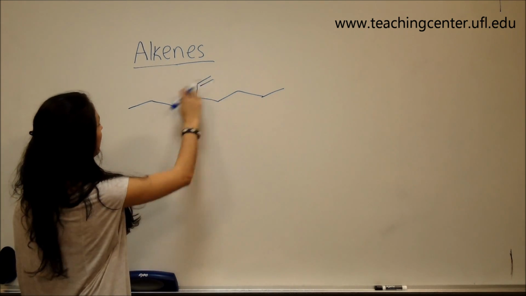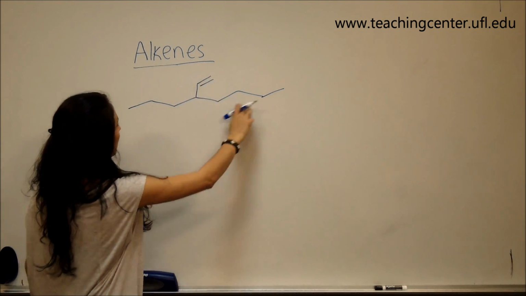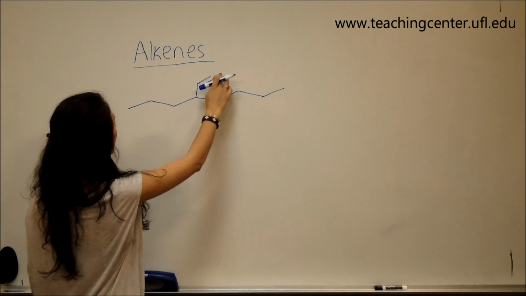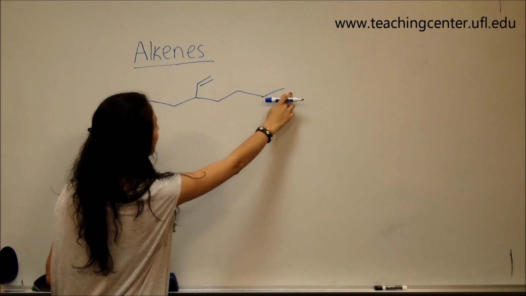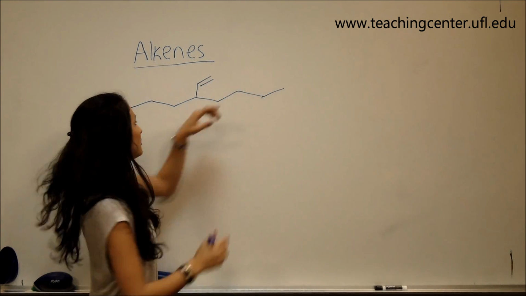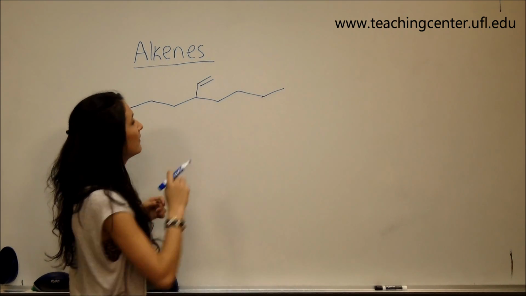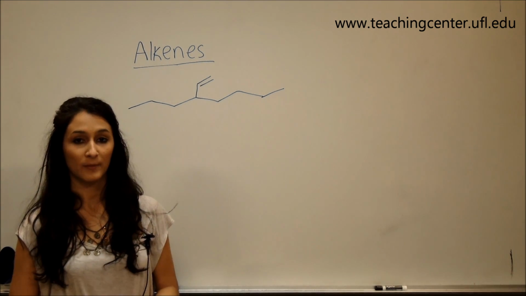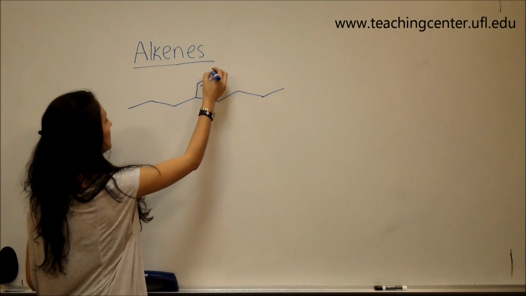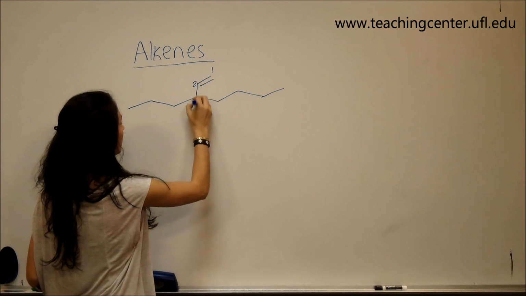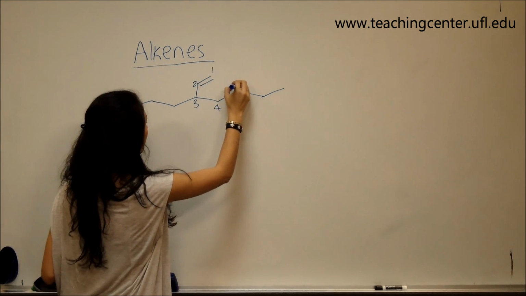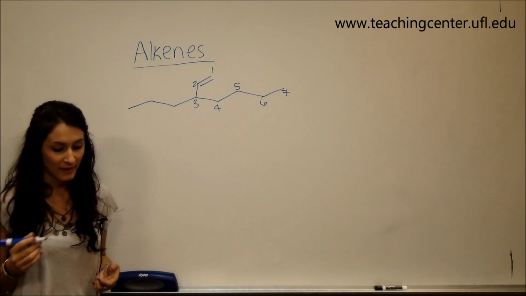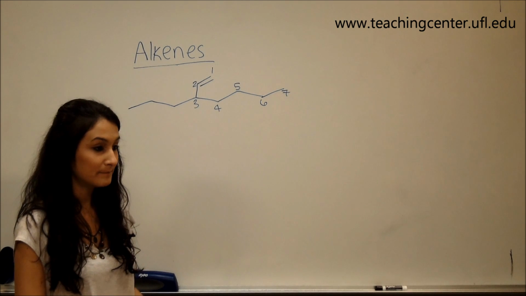So for this, we would either be looking at this or this. So counting, you would have 1, 2, 3, 4, 5, 6, or 1, 2, 3, 4, 5, 6, 7. So this would be the parent chain going from here to here. For numbering, you also want to give the alkene the lowest numbering possible. So for this, we would start here, 1, 2, 3, 4. Okay? And then pretty much everything else is going to be the same.